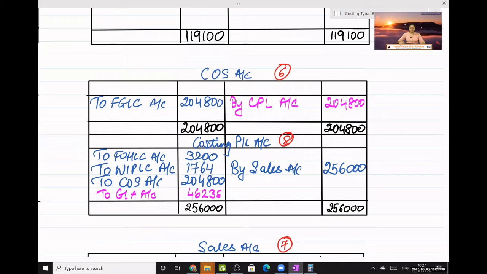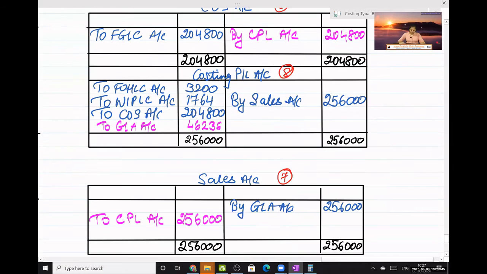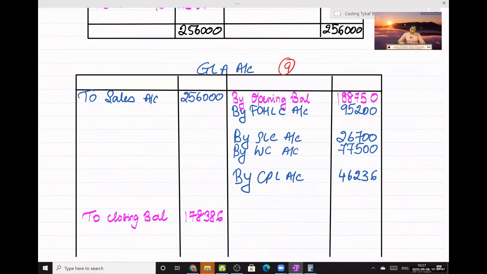After cost of sales, make the sales account, okay? Yeah, make sales, not CPL. Sales, then costing P&L, and then the GLA account. Okay?